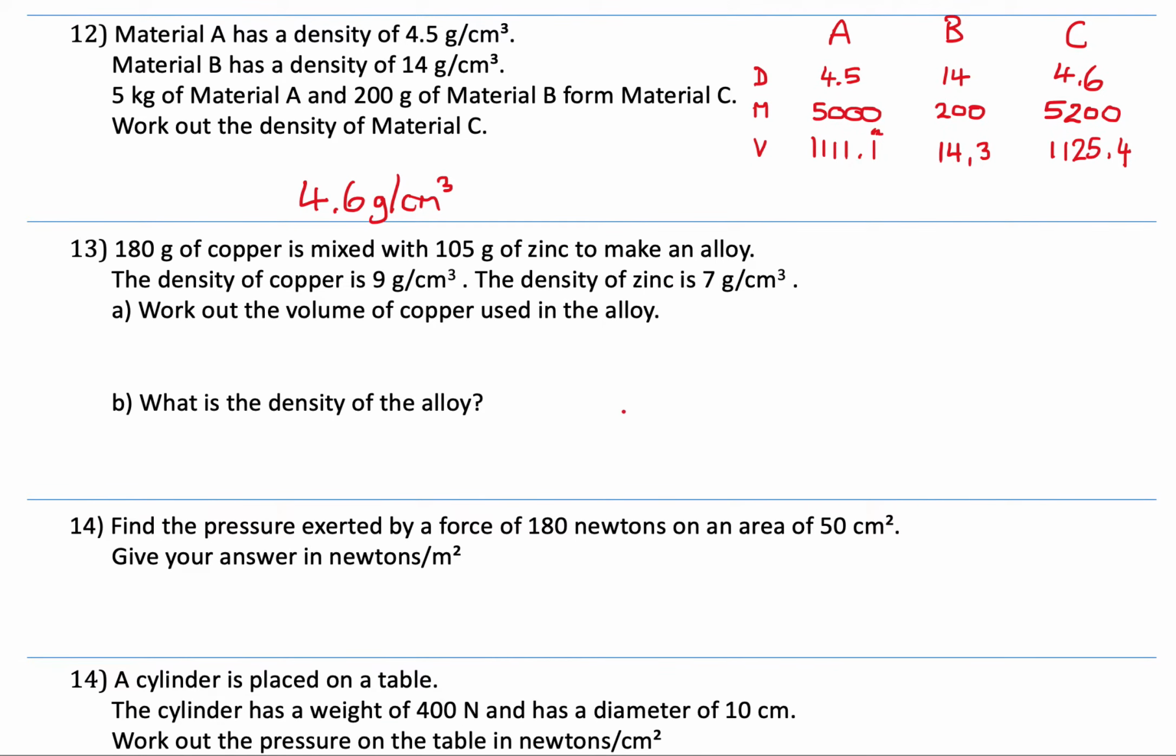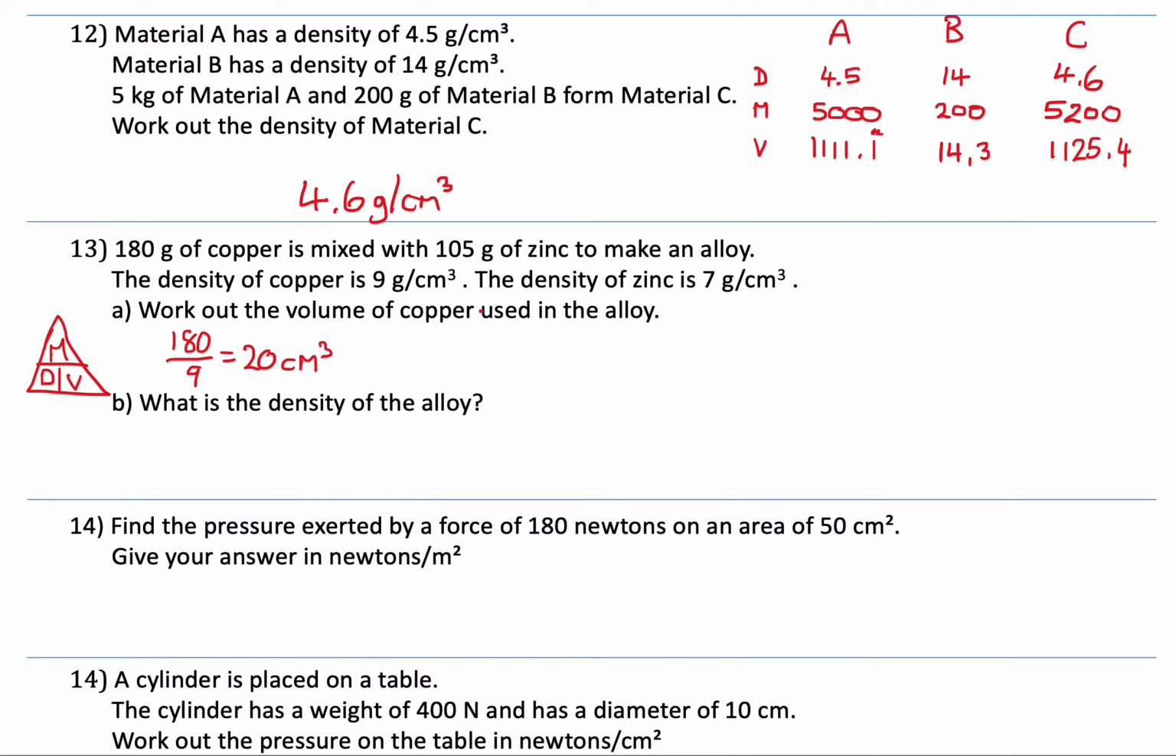Okay, 180 grams of copper is mixed with 105 grams of zinc to make an alloy. So a very similar question to the previous one. Work out the volume of copper used in the alloy. So I've got the mass and I've got the density of copper. So density is mass over volume. I want to do mass divided by density. So 180 divided by 9 is 20. So I've got 20 cubic centimeters of copper.